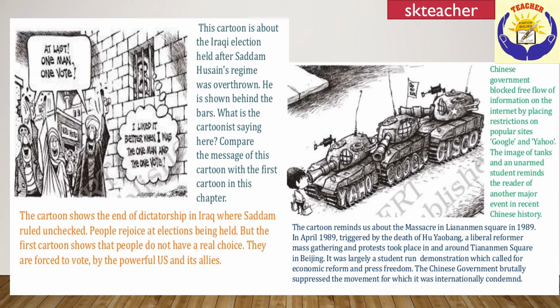In April 1989, triggered by the death of Hu Yaobang, a liberal reformer, mass gatherings and protests took place in and around Tiananmen Square in Beijing. It was largely a student-run demonstration which called for economic reform and press freedom. The Chinese government brutally suppressed the movement, for which it was internationally condemned.